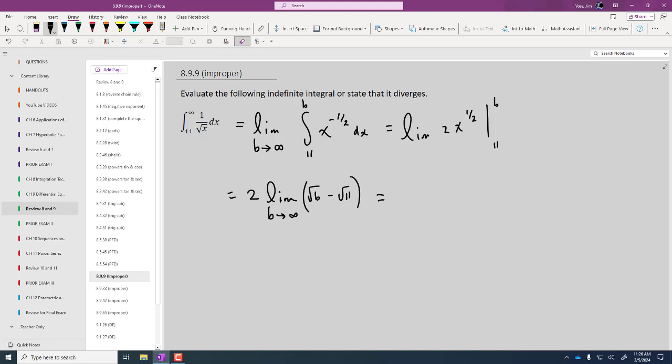And what is that limit equal to? Infinity. So that's infinity because the square root of b is going up forever. Square root of a number that's getting bigger and bigger is going to get bigger and bigger. So the limit is going to be infinite. That's what we expected. Any questions on any of the steps there?